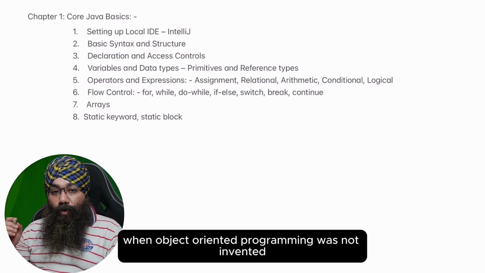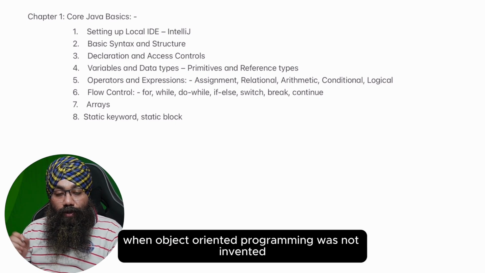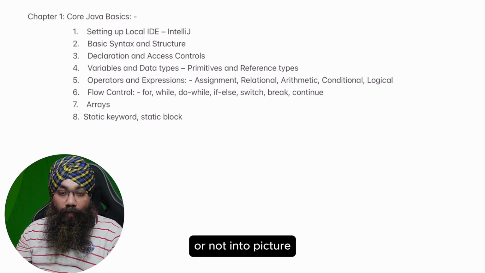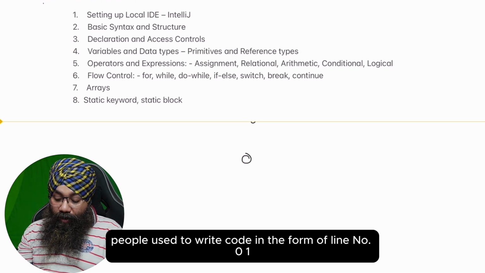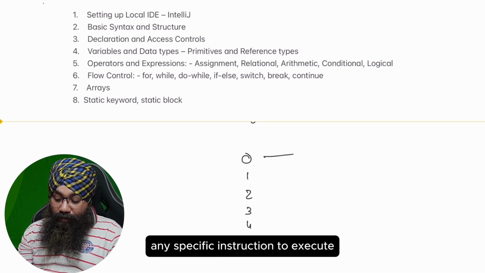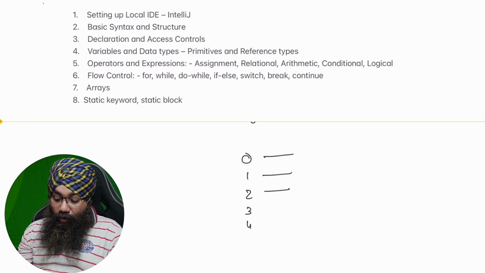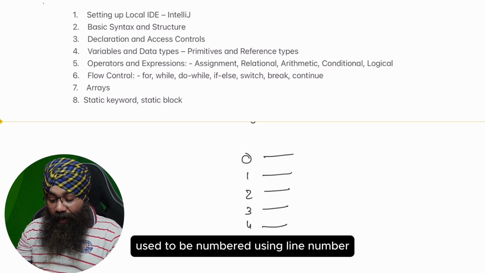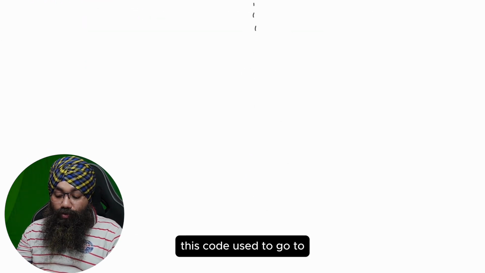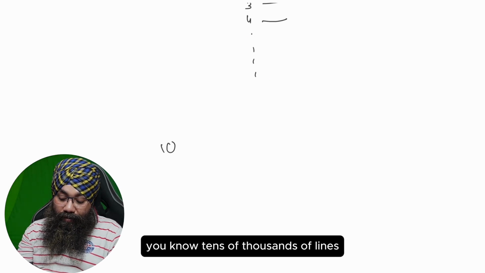So earlier, when object-oriented programming was not invented or not in the picture, people used to write code in the form of line numbers: 0, 1, 2, 3, 4. Any specific instruction to execute used to be numbered using a line number. This code used to go to tens of thousands of lines.